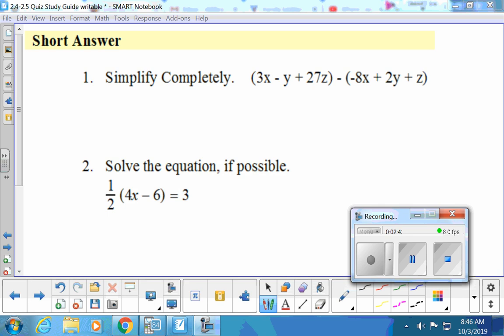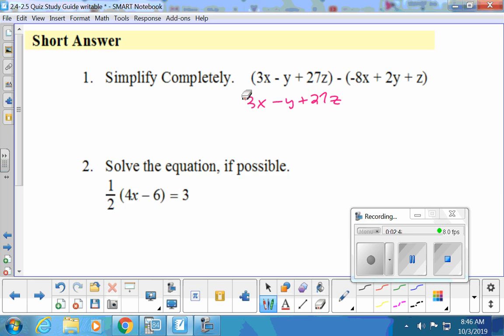Yeah. This set of parentheses is not necessary. The 3x and the y and the 27z, they did not need those to be in parentheses. But Kenneth is right. This negative is going to distribute. A negative times a negative would make the 8x a positive. A negative times a positive would make the 2y a negative. And a negative times the z would make that a negative.